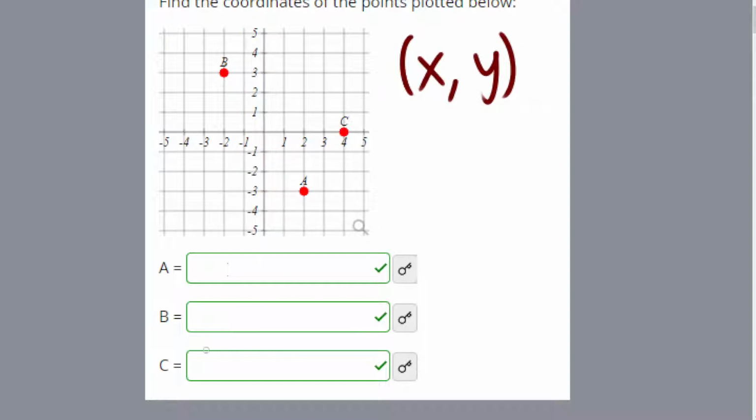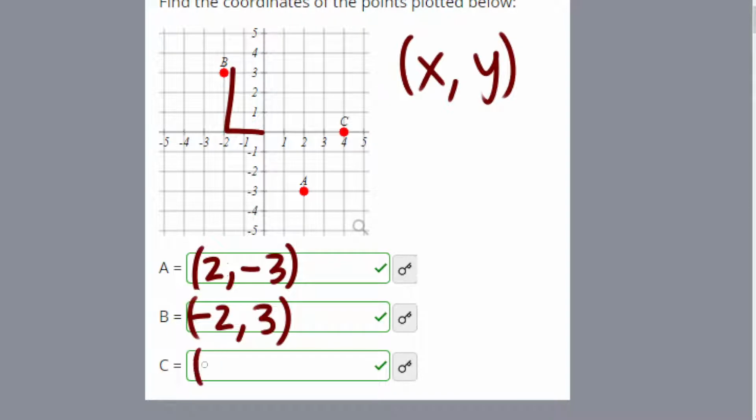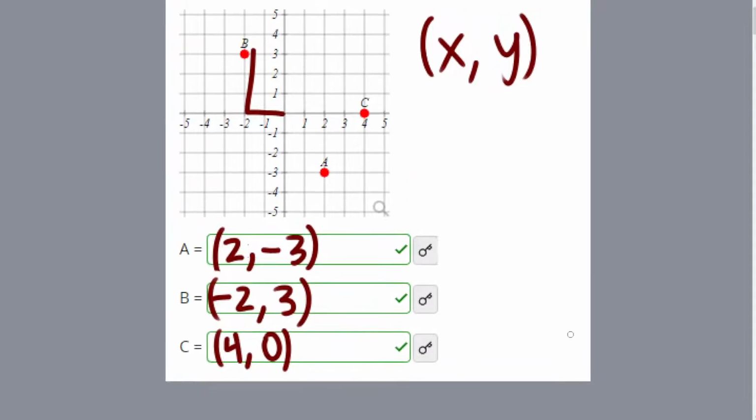So when we're looking for a coordinate, we have A here. We go over 2, so our first point, our x, is going to be 2, and then we go down 3, so we'll go minus 3 for that. And then for our B, we go over 2, up 3, so we'll do negative 2, positive 3. And then for our C, we'll go over 4, up 0. And that would be your answer. Be sure to have them in your coordinate pair with the parentheses and the comma. Otherwise, it might get picky.